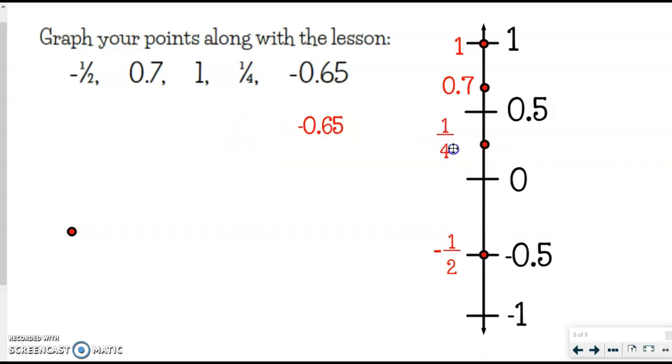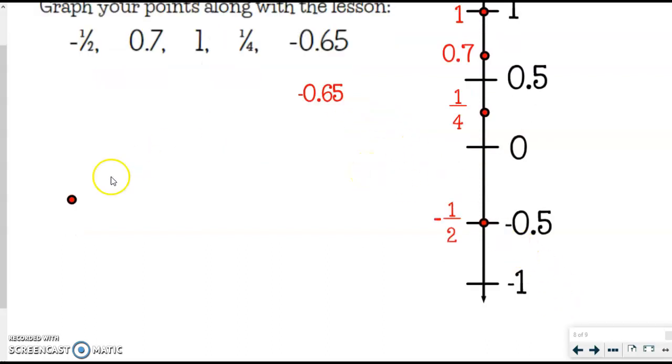And then our last one is a negative number, so we're going to go down from 0. We got negative 0.65, which is going to be just a little bit past our negative 0.5, so roughly there. And I'm going to just tuck this under there, okay?